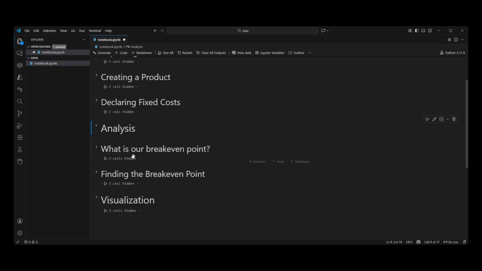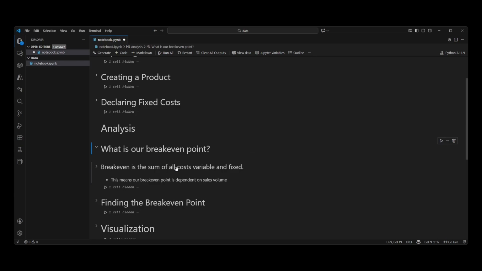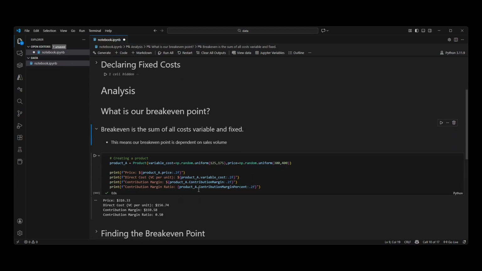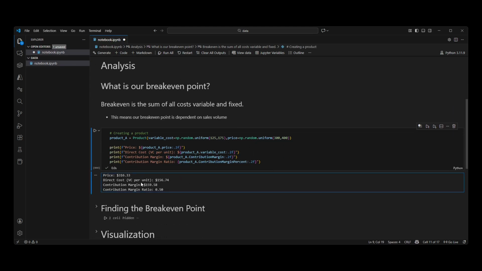On to the analysis, we need to figure out what the break-even point is. It's going to be the sum of all costs, variable and fixed. That means it is dependent on our sales volume. So the more sales we make, the higher our break-even point is. And I did all of that work here already.